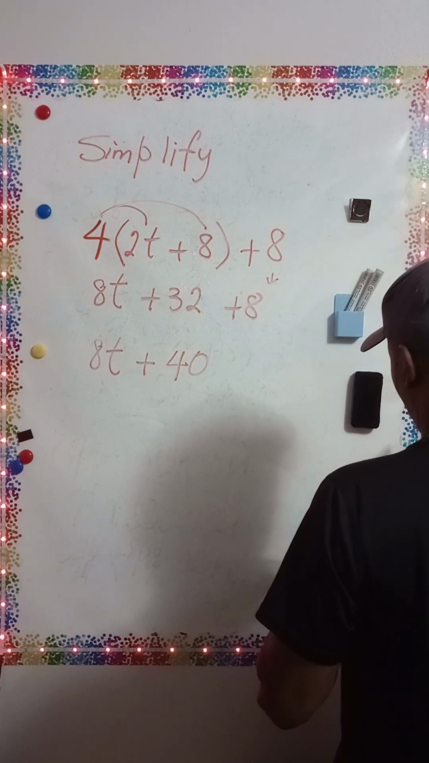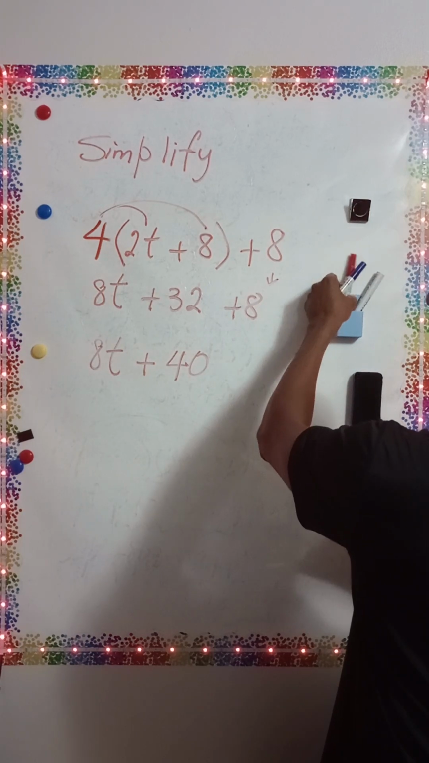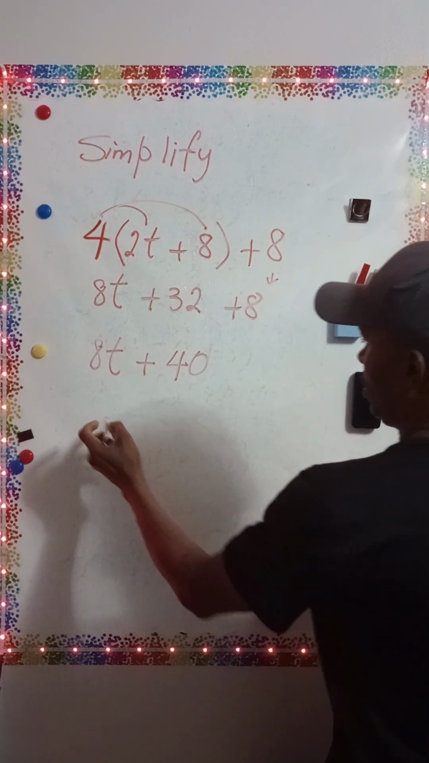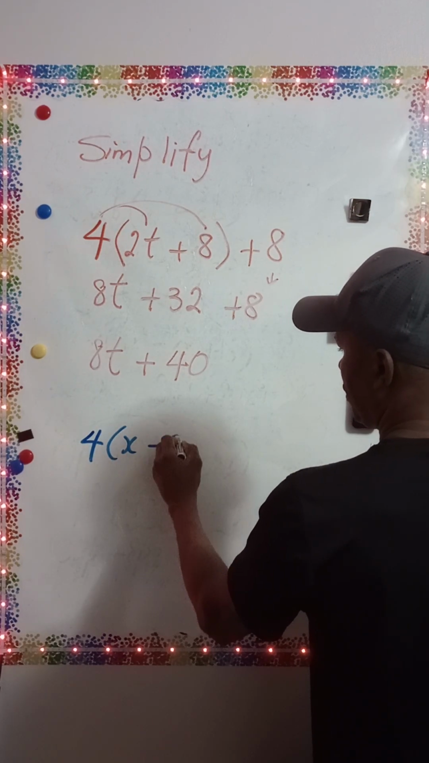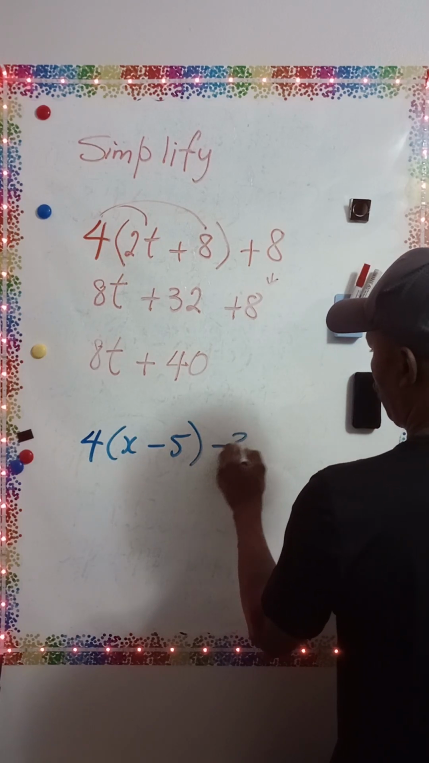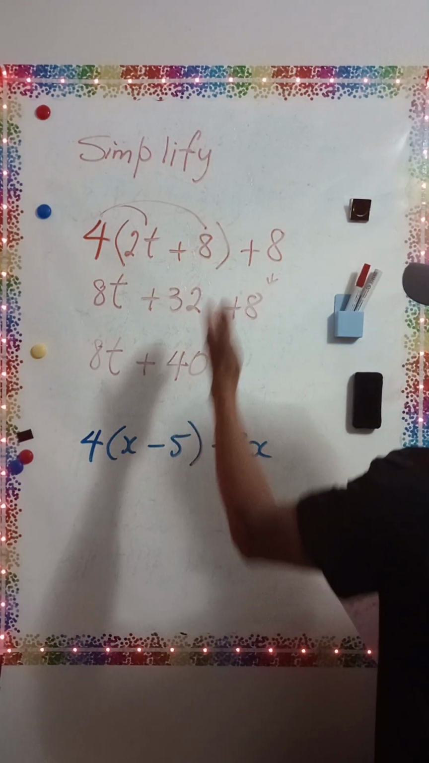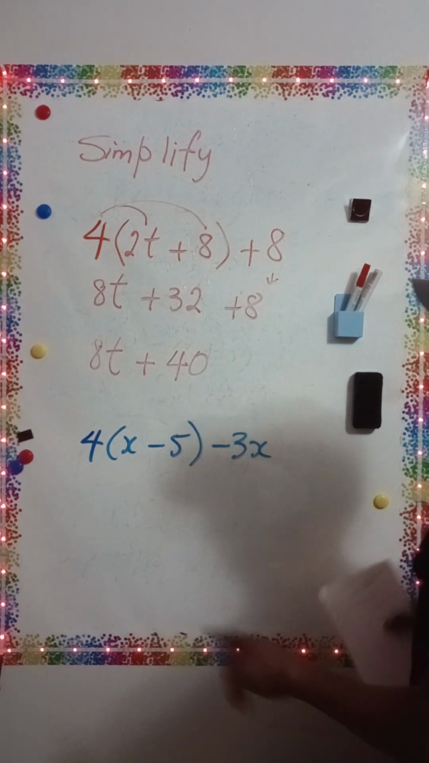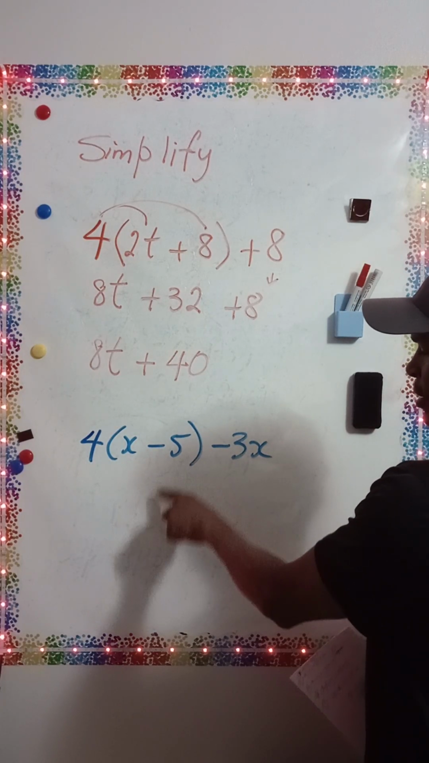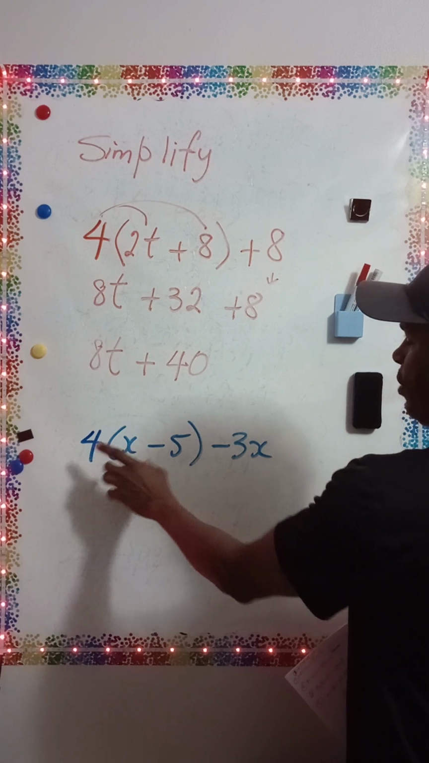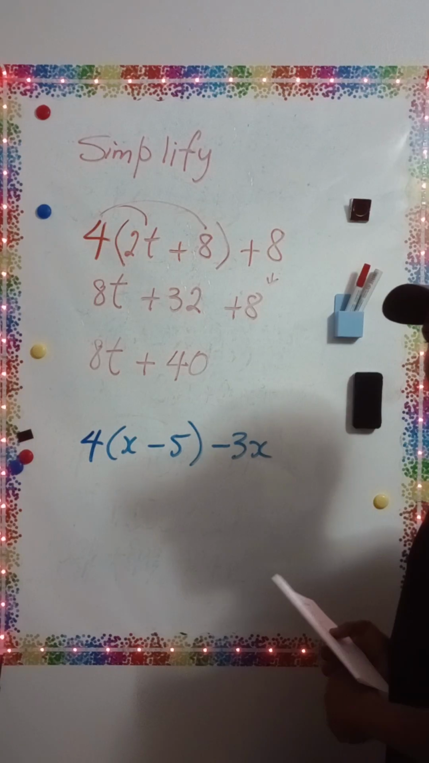As you have another system like this one here. You have 4 times x minus 5 minus 3x. So similar in looks, but you've got to be careful. We cannot multiply the 4 by the negative 3x because it's not in the parentheses. The 4 multiplies by the binomial in the parentheses. So let's go and try that.